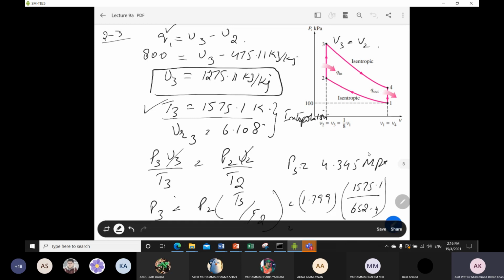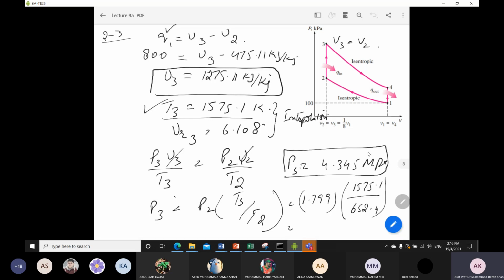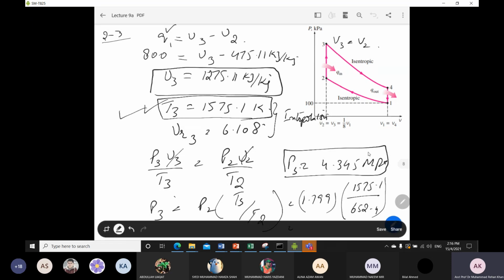So now the first part is done, and the main thing was to find your P3, the maximum pressure, and the maximum temperature at this point number 3. Now coming towards part B. Part B is to find W net. So you can note it down, then I will move forward.